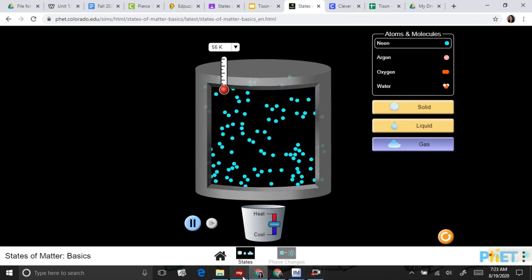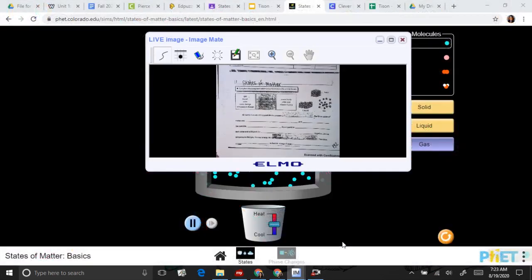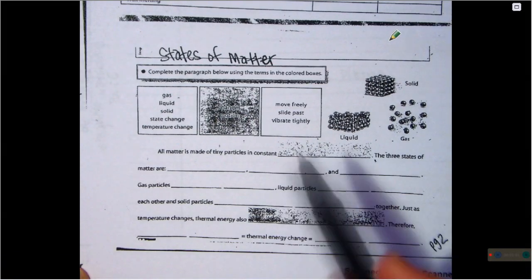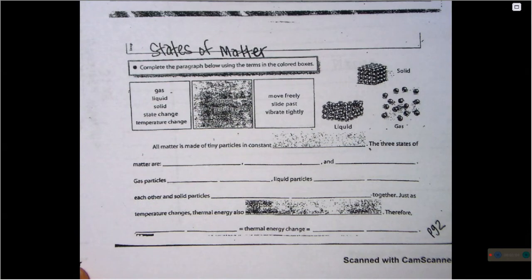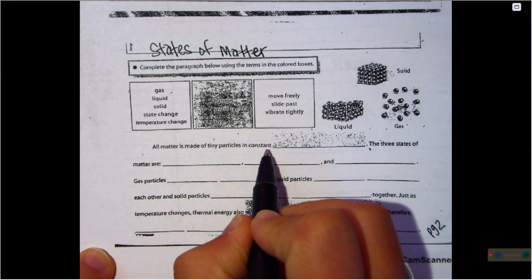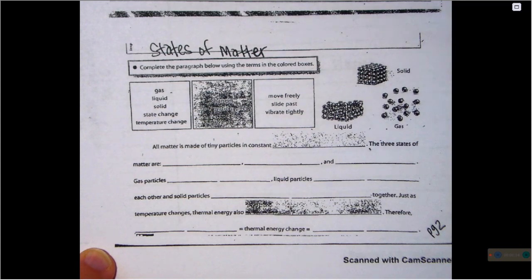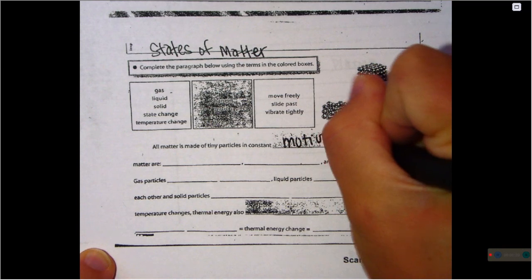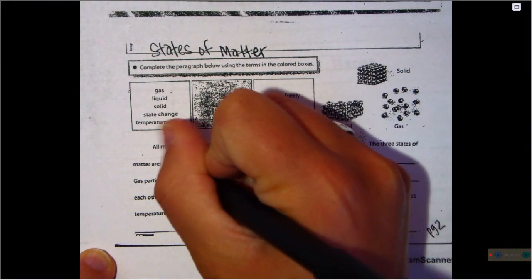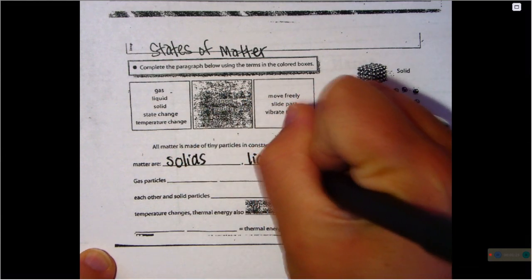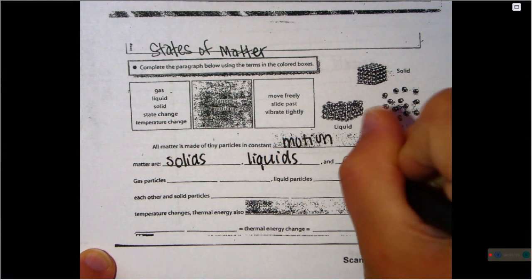All right, so right here we are going to look at some notes. This is page 2 of the notes. We actually got these on Monday. If you are at home, just try to write this down on a blank sheet of paper. All matter is made up of tiny particles in constant, and we want something that goes here, and they are in constant motion. The 3 states of matter we know are solids, liquids, and gases.